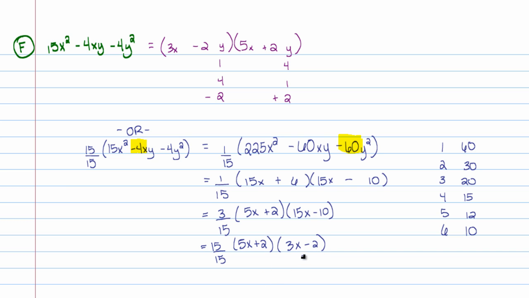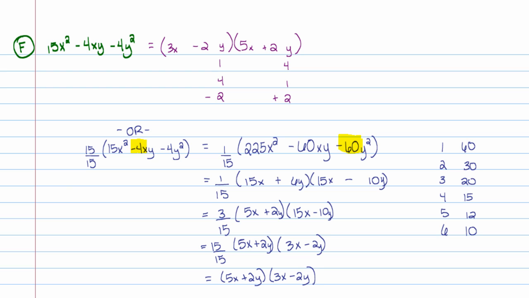And, oh, by the way, y's. There should be y's on these. I forgot to write my y's. Don't forget those last variables. Okay, 15 over 15 is just 1, so this is just 5x plus 2y times 3x minus 2y.